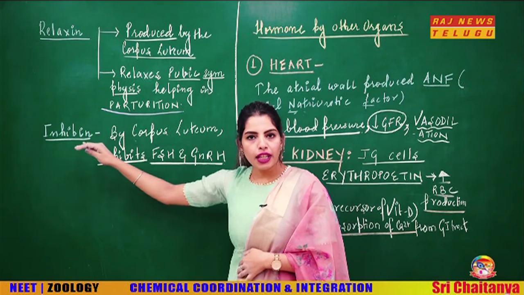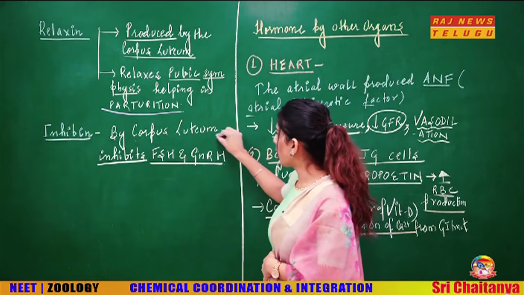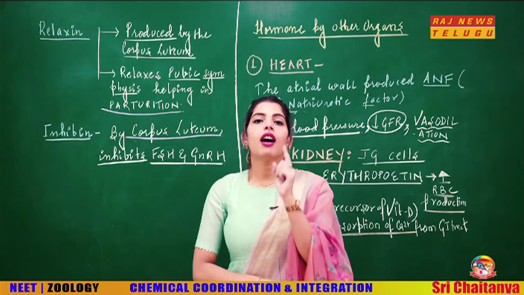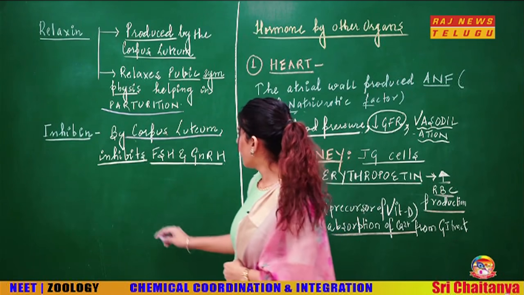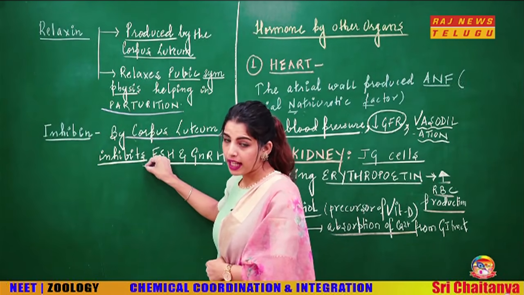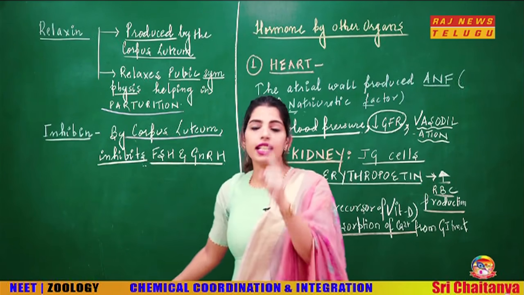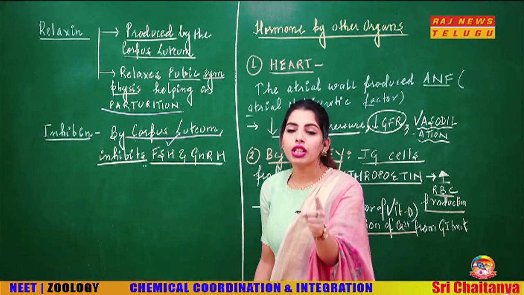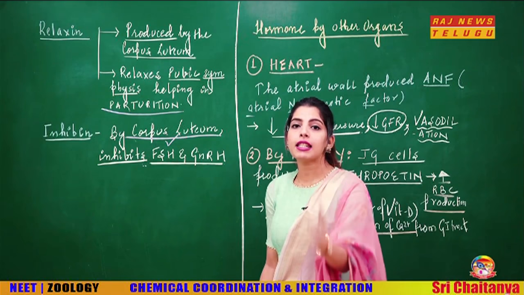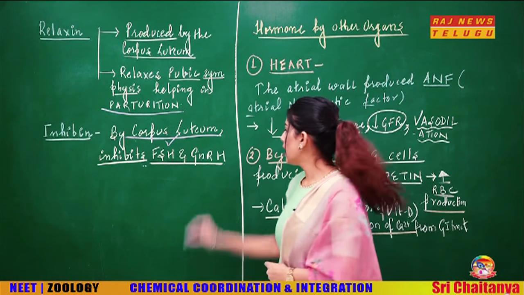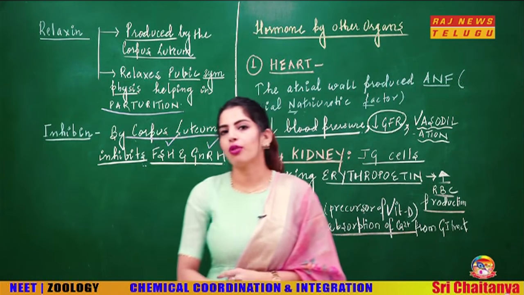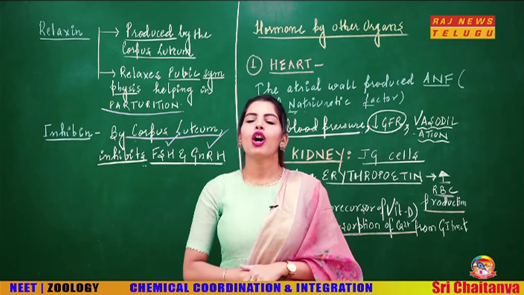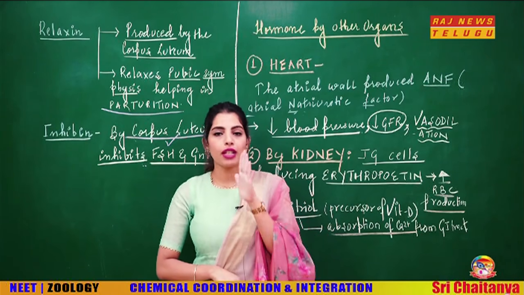Talking about the last hormone, inhibin, that is again produced by the corpus luteum, and just remember directly that it has a role in giving a negative feedback. That's why I have written it as inhibits. It gives a negative feedback to the follicle stimulating hormone of the pituitary, and the gonadotrophin releasing hormone of the hypothalamus. So those were the hormones of all the endocrine glands that we have discussed till now.